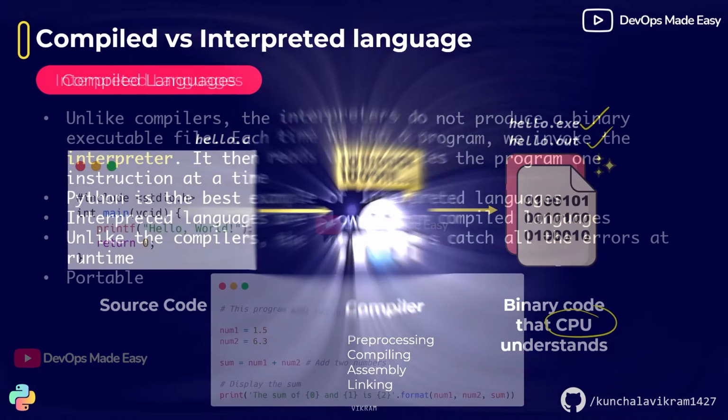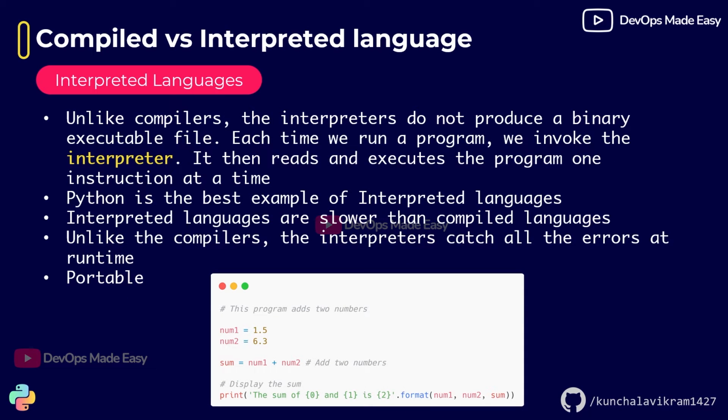tool or software. Now coming to the interpreted languages, unlike compilers, the interpreters do not produce a binary executable file. That means you don't have any final executable which is in the form of .exe or .bin or any other extension that can be directly shared. Instead, each time you invoke your program or the source code, the interpreter gets invoked and it reads and executes your code line by line.